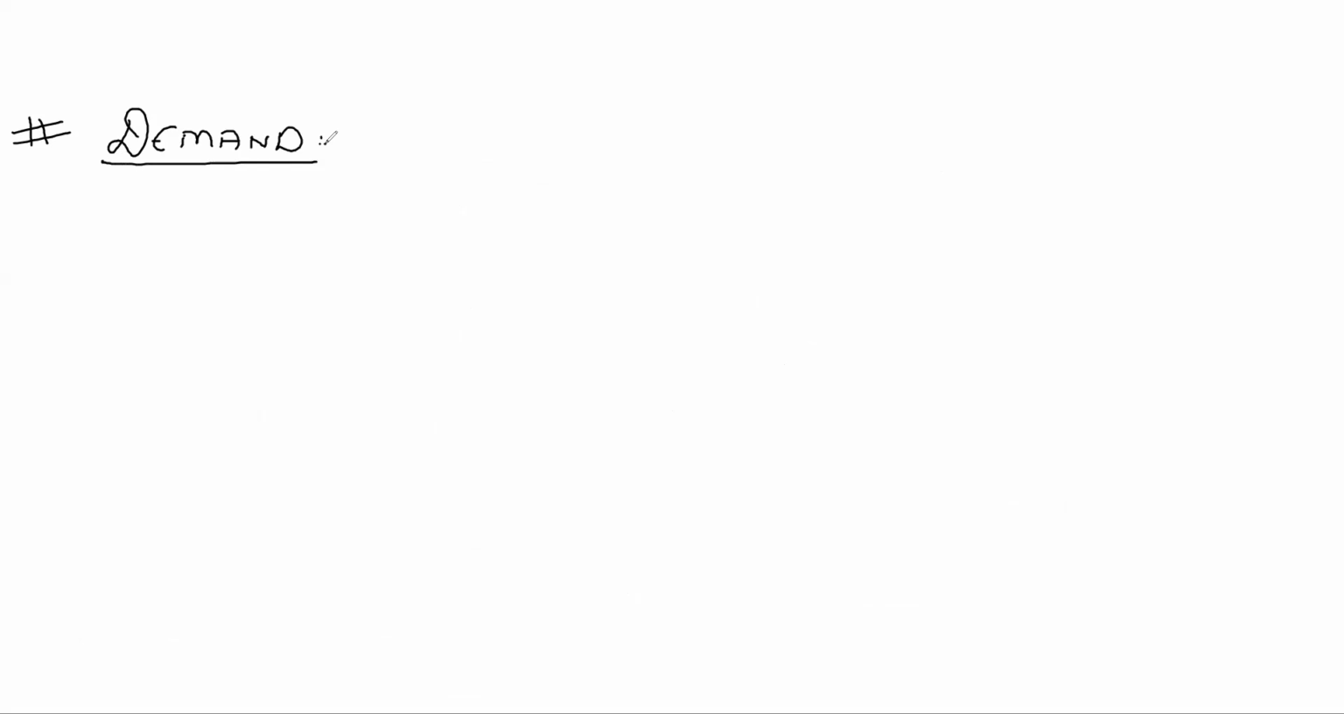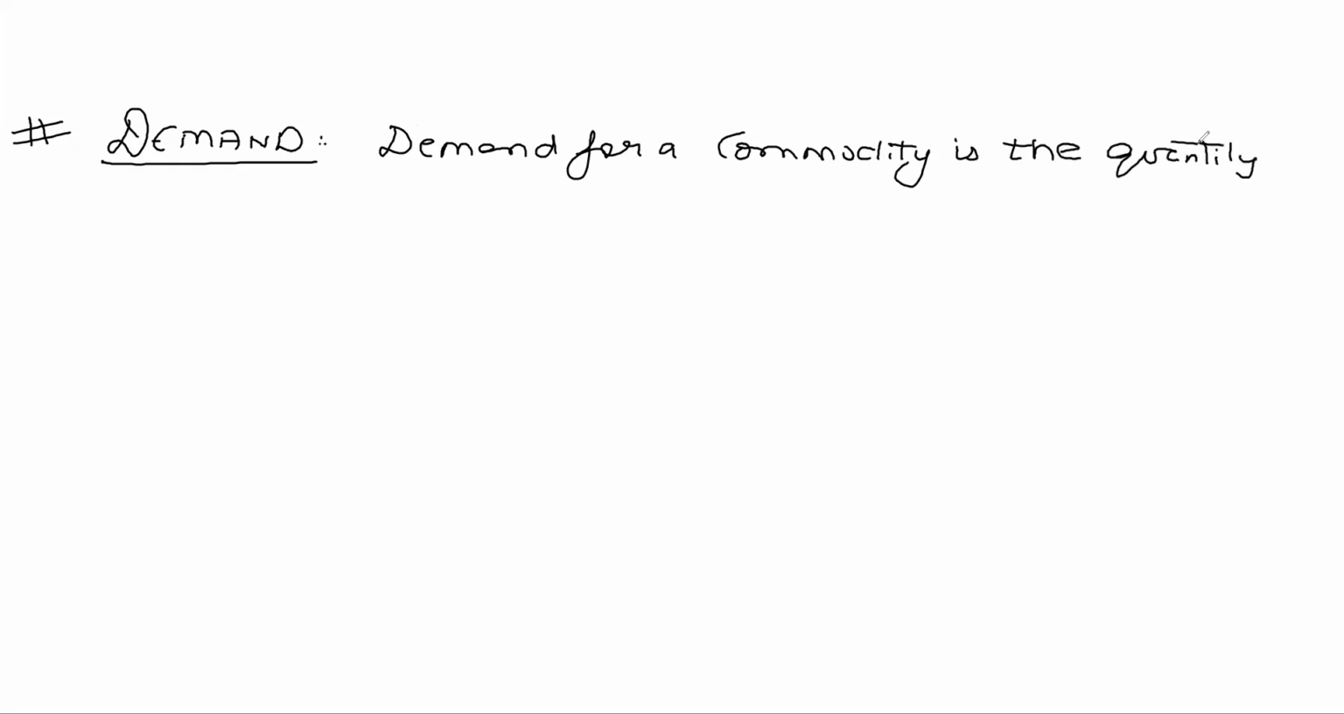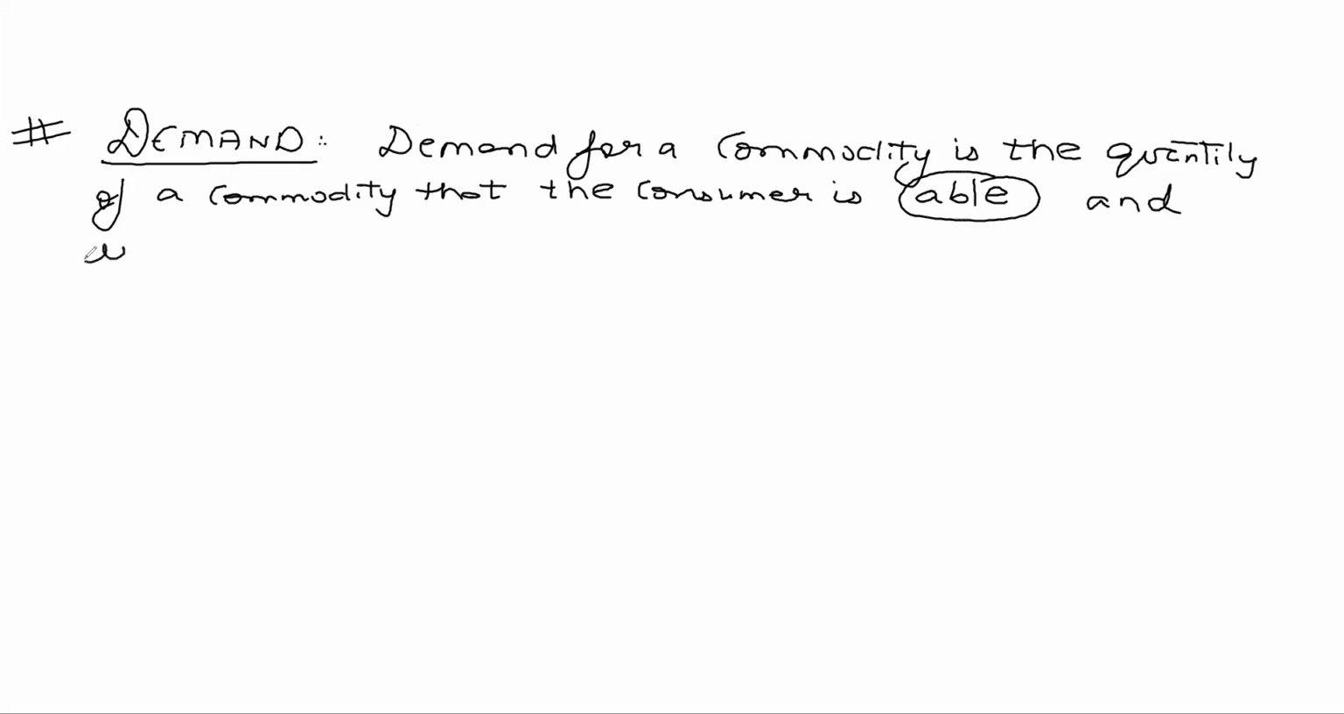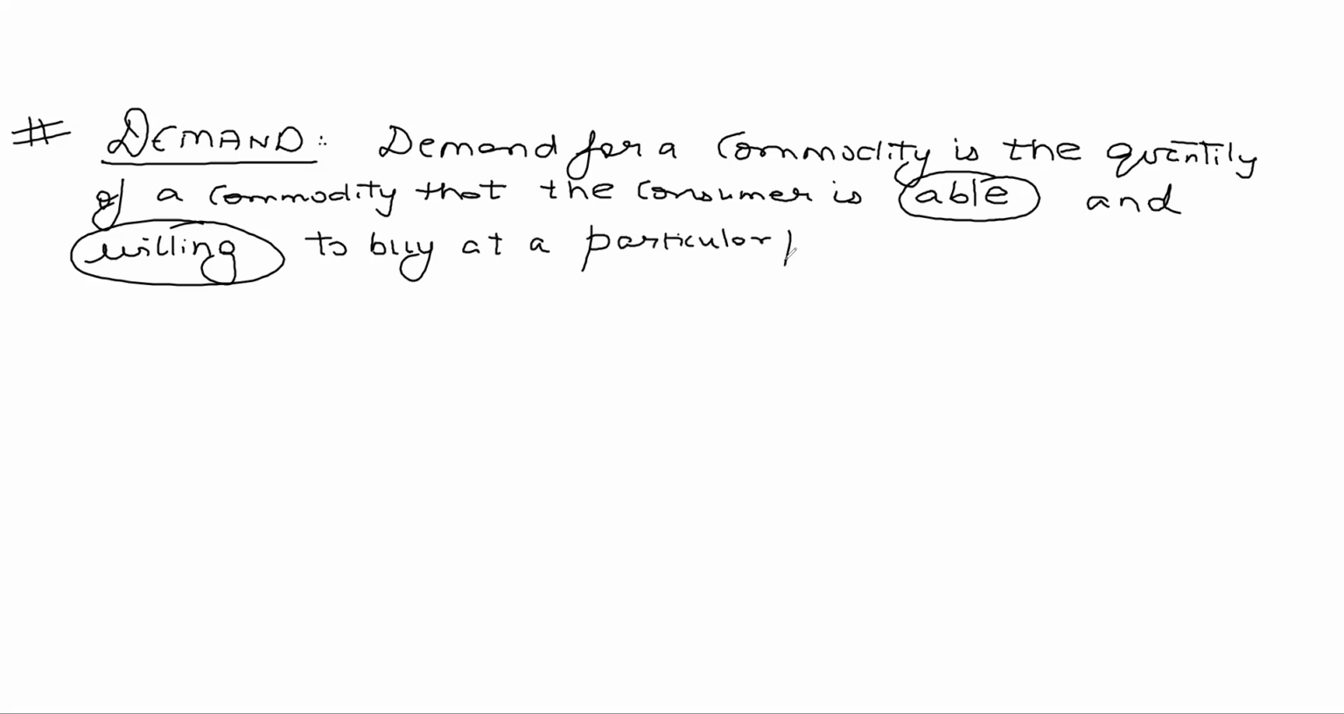So it's all something which you have done in high school, just a quick revision of that. When we talk about demand, demand for a commodity is the quantity of a commodity that the consumer is able and willing to buy at a particular price at a given period of time.